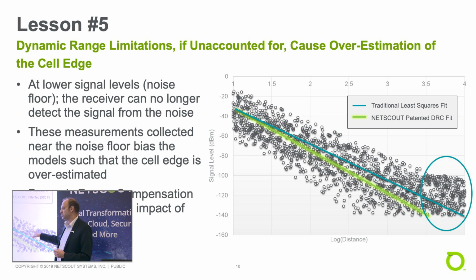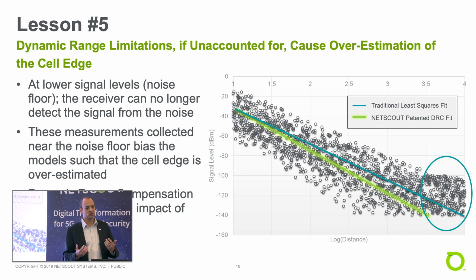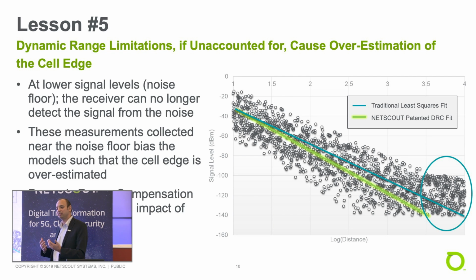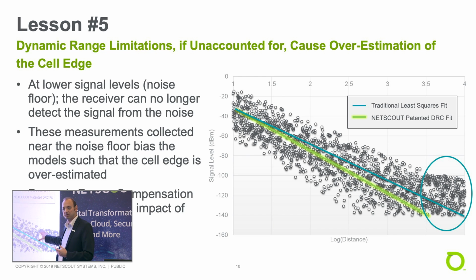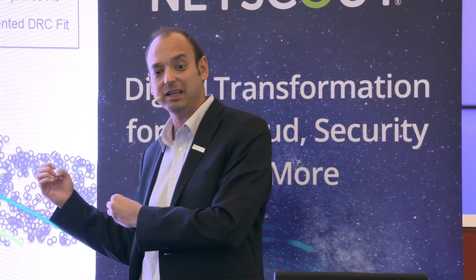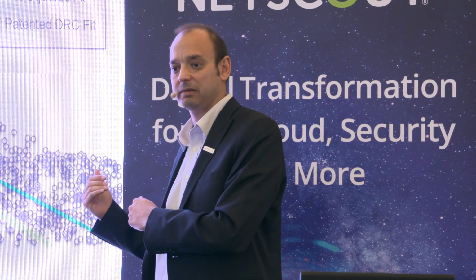What happens when you reach the noise floor is the receiver is not necessarily able to detect that signal from the noise. And you keep measuring the same signal level over and over again, even though you're going away from the site. And this type of bias exists if you're collecting data with the scanner or if you're collecting data with your phone. You have to be aware of what sort of signal you are getting, but also you have to be aware of what sort of signal you are not getting.